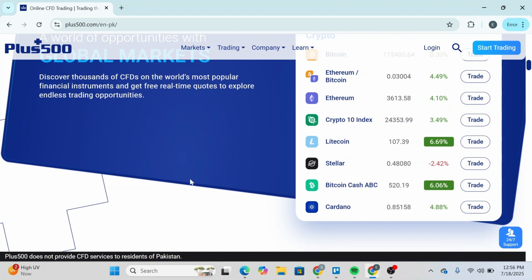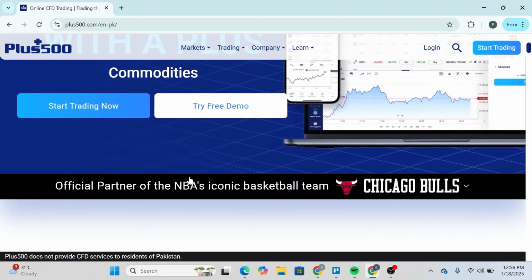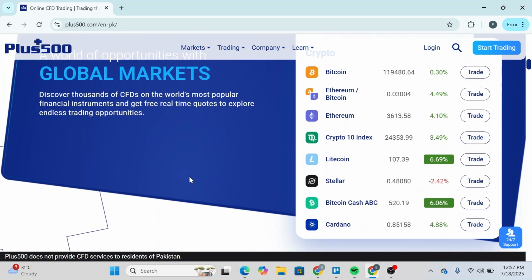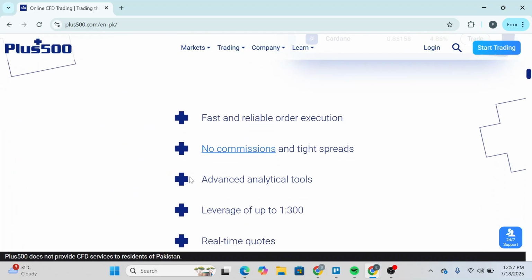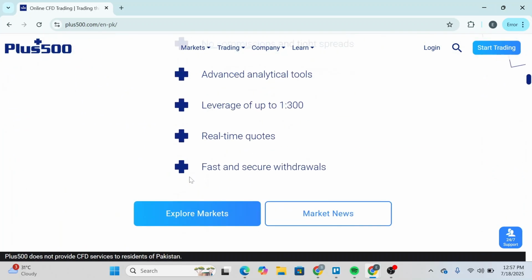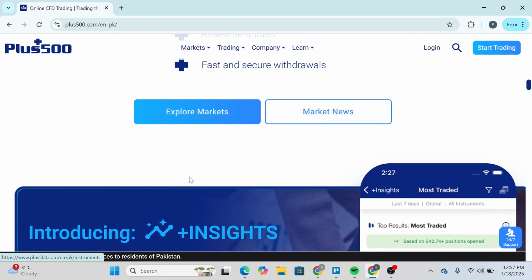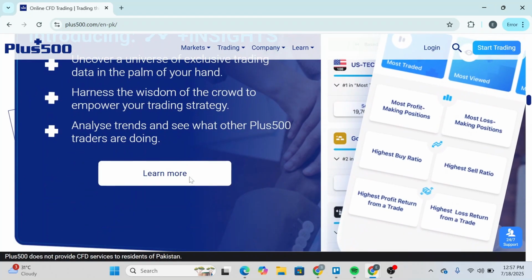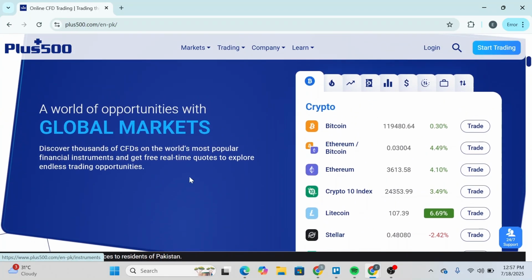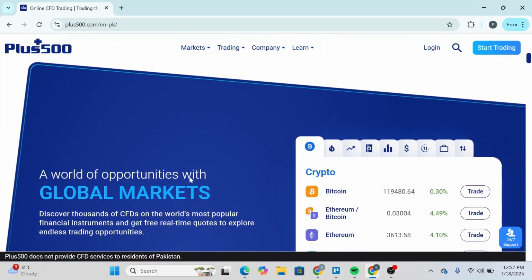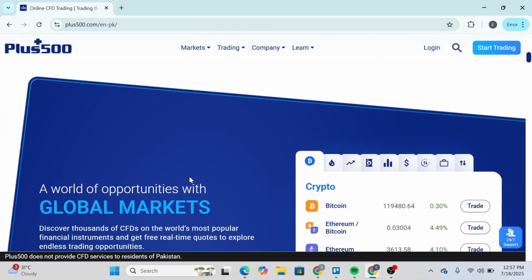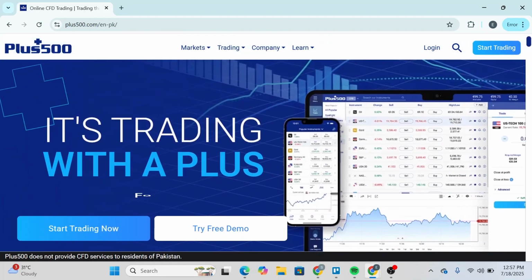So, first, the question is: what is Plus500? Plus500 is a contract for difference, also known as CFD, trading platform that allows users to speculate on the price movements of over 2,800 assets, including forex pairs, stocks, indices, commodities, cryptocurrencies, and futures. The platform is available on web browsers, and a mobile version is available for both iOS and Android, with no need to download a desktop application.